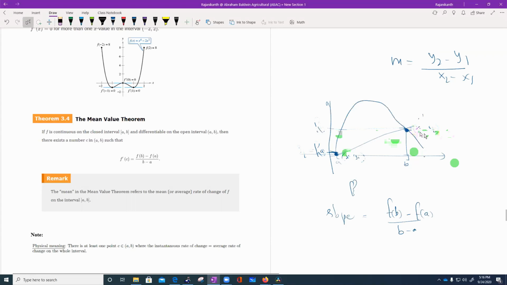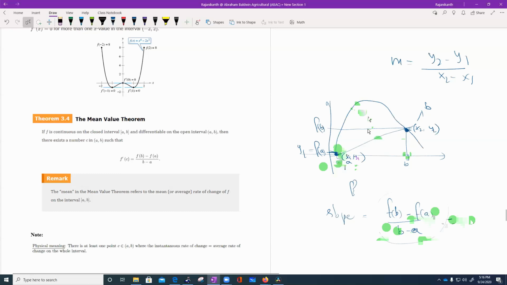My x2 is the x value of the point, which is B. My x1 is point A. So if you plug all these values into this slope formula, you will get simply the slope of the secant line, which is f of B minus f of A over B minus A. The mean value theorem says that you will find the same slope, this answer, somewhere inside the function.